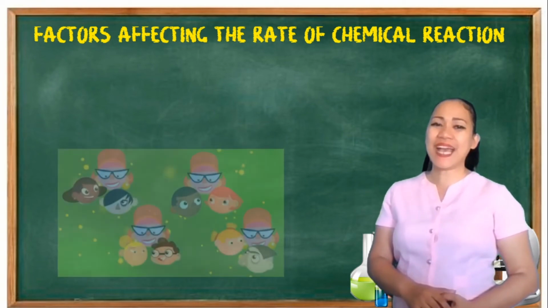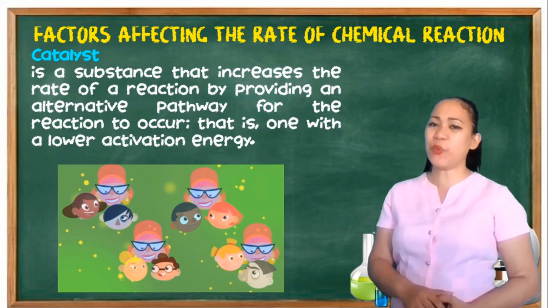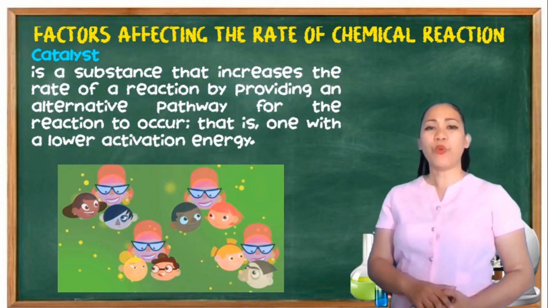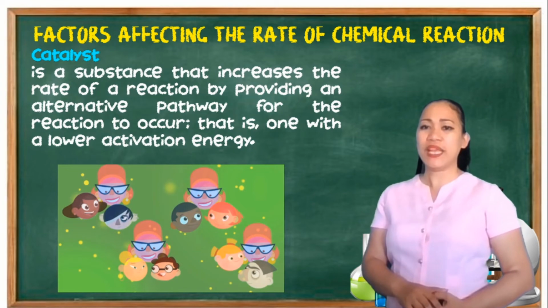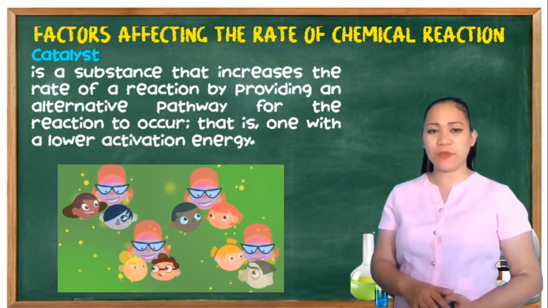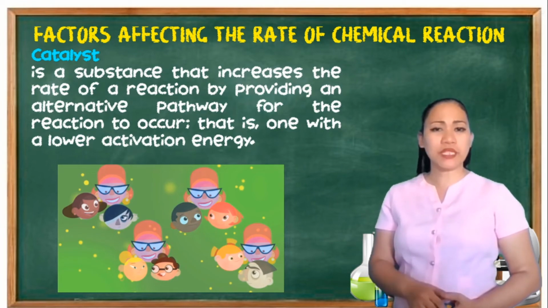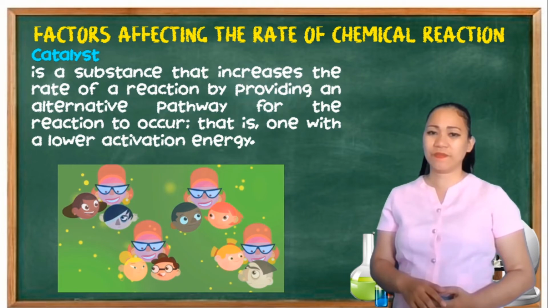Fourth is the catalyst. It is a substance that increases the rate of a reaction by providing an alternative pathway for the reaction to occur. That is, one with a lower activation energy. A catalyst remains chemically unchanged at the end of the reaction.